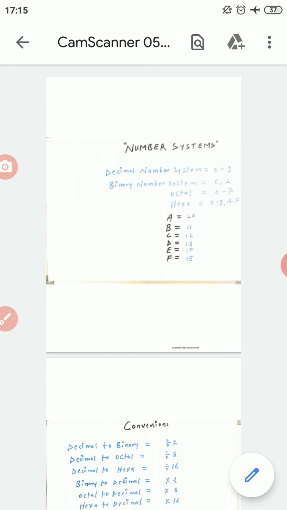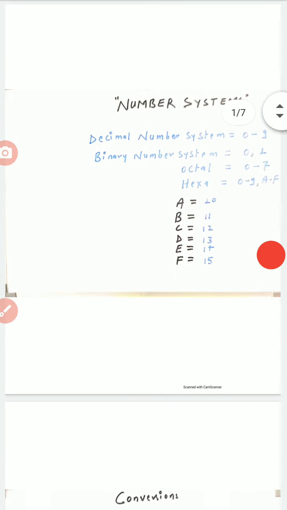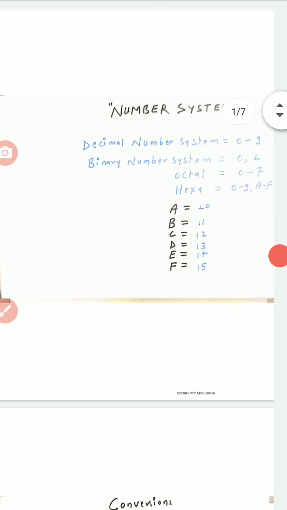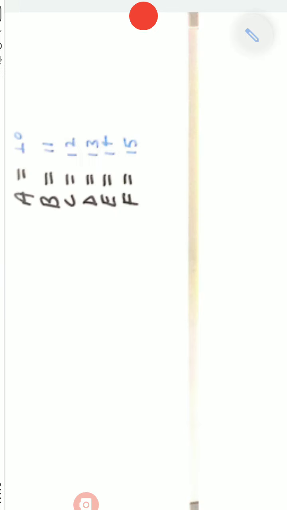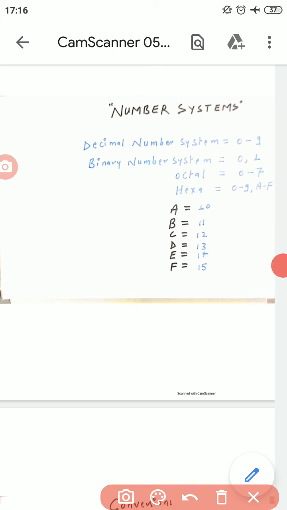So first is the number system. There are two types of number system. One is the decimal number system, which is from 0 to 9. Any digit I can take between 0 to 9 and I can make any number, so that is the decimal number system where we have decimal numbers. The second one is the binary number system, which comprises only two terms: one is 0 and another one is 1. I take only the 0 and 1 system.